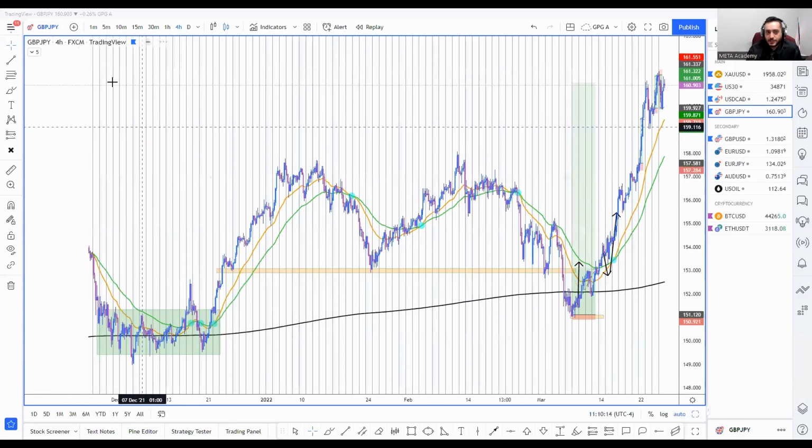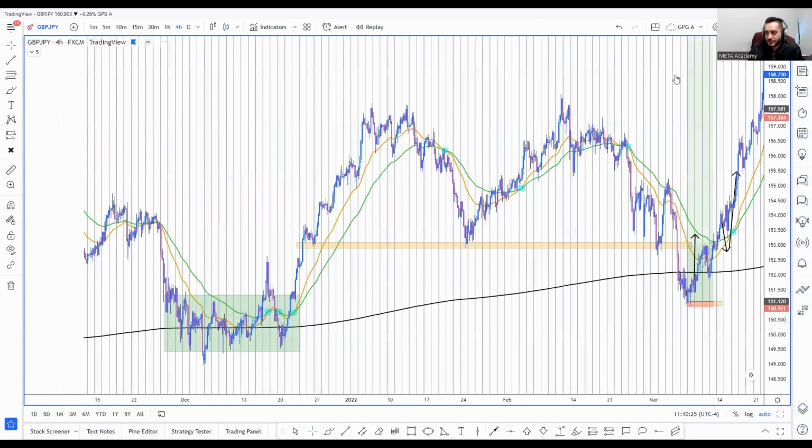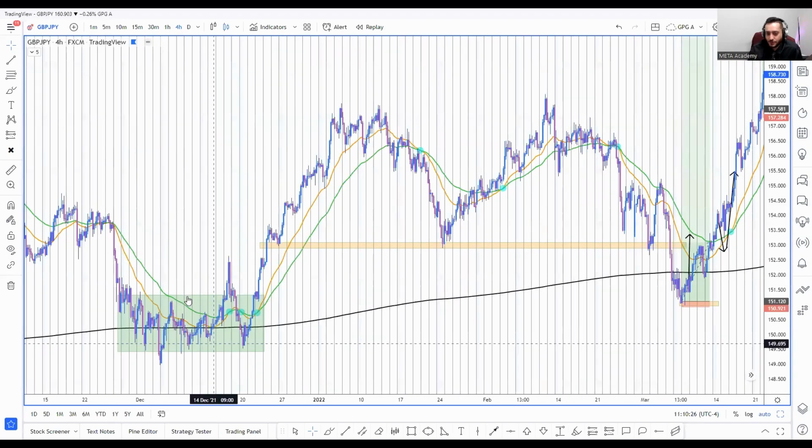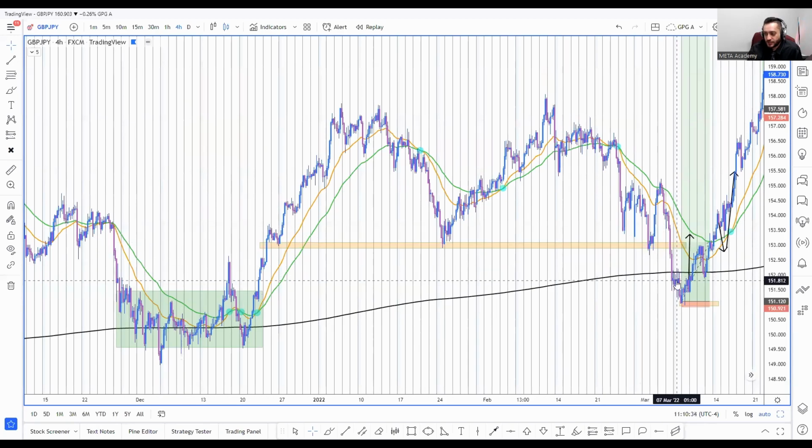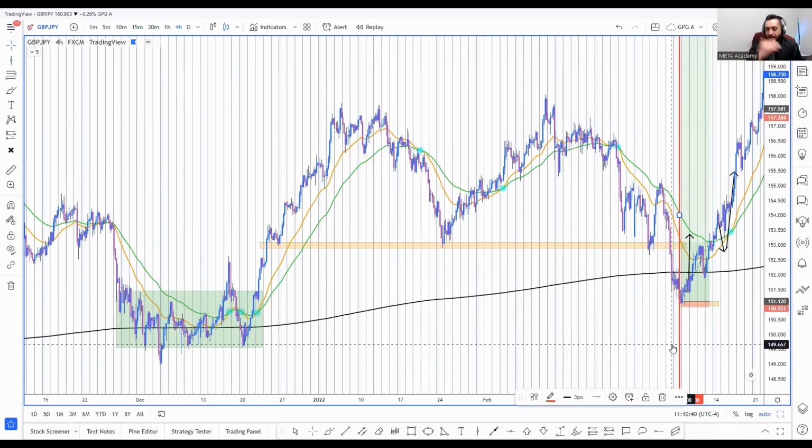Let's start with GBP JPY. The screen that you're seeing right now is something that we spoke about. This box that I drew here was drawn once price was here. Going back to the previous data of the market, you're able to see what is possible for the future moves of the market by studying the previous data.